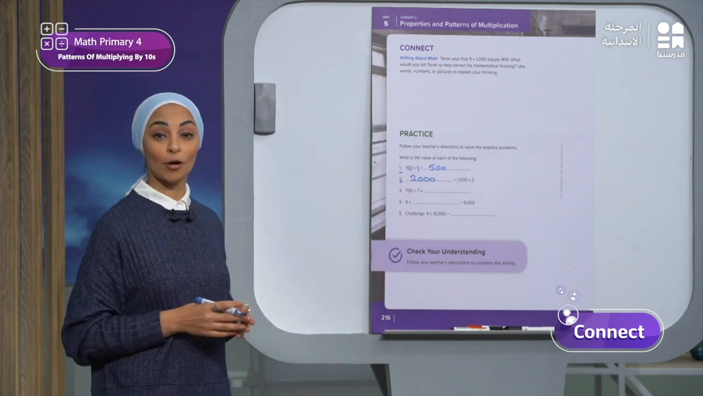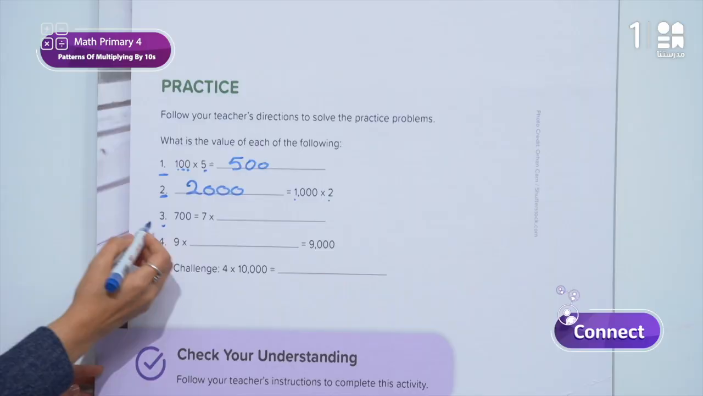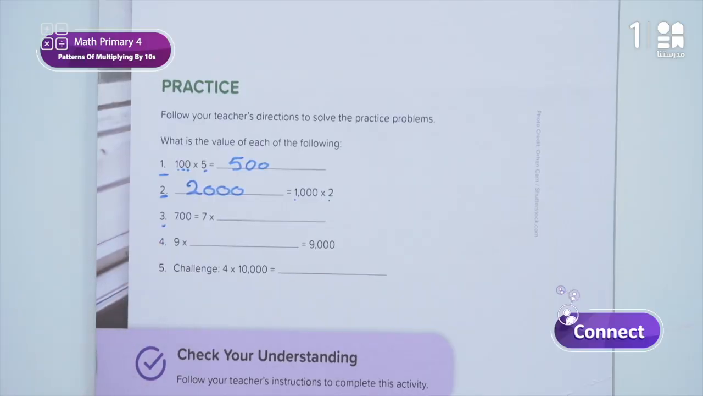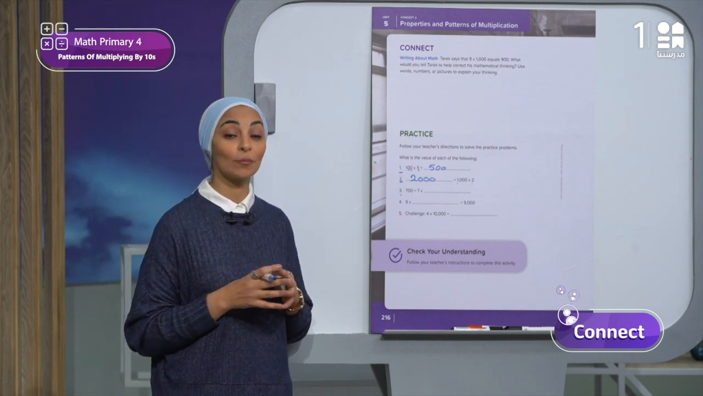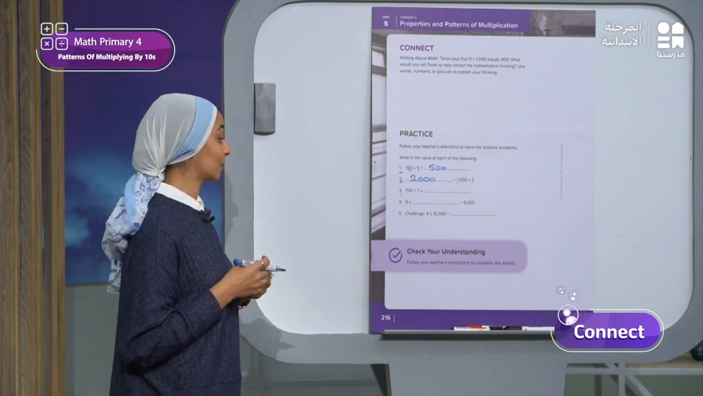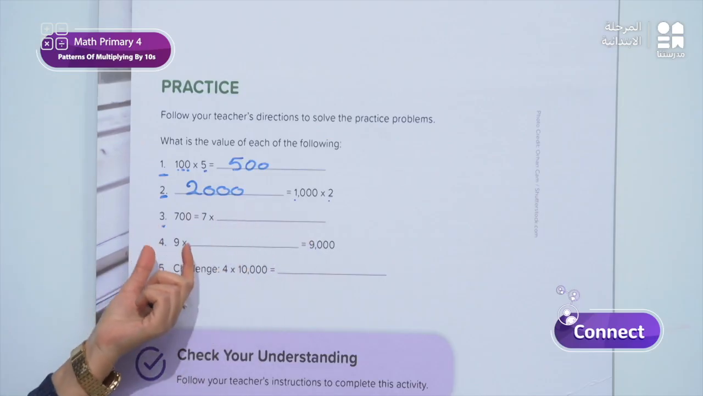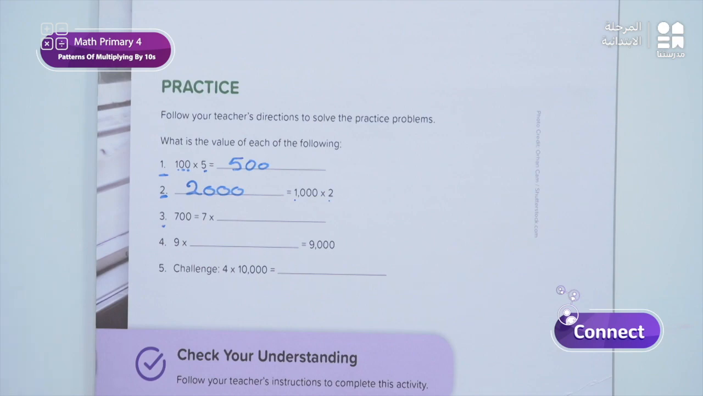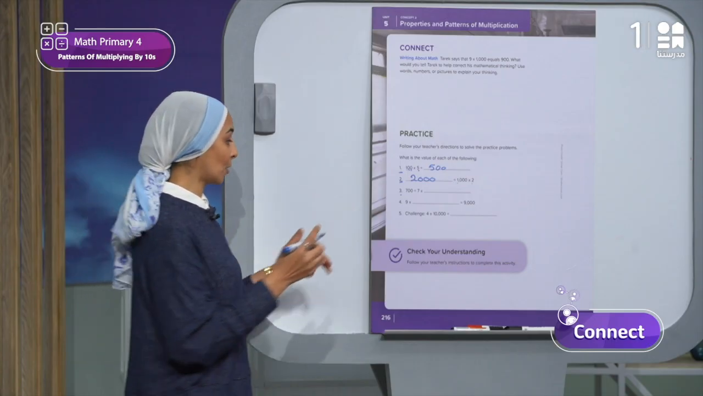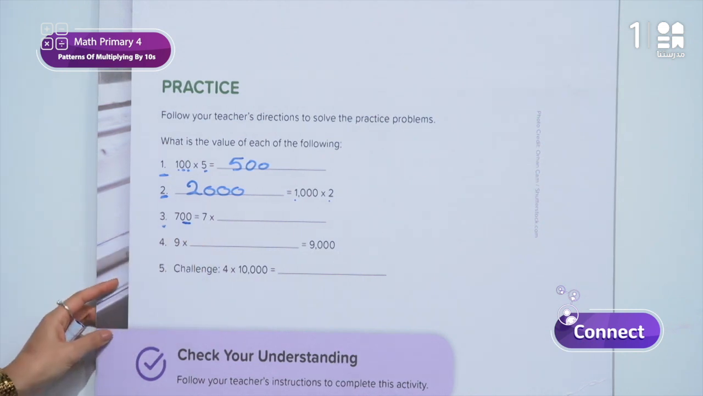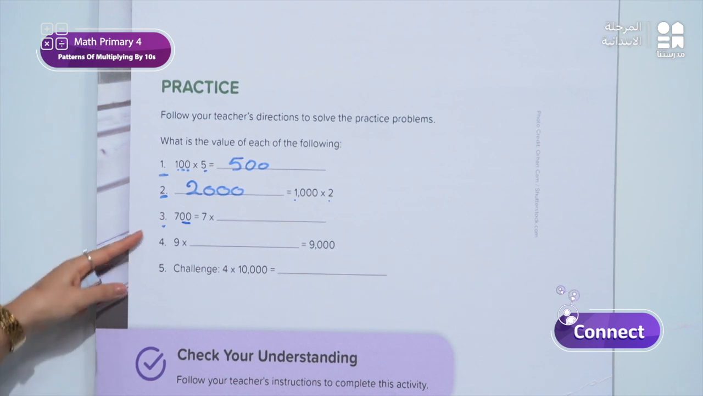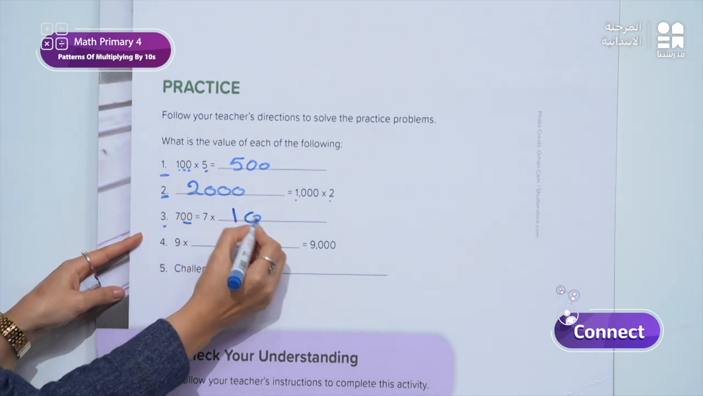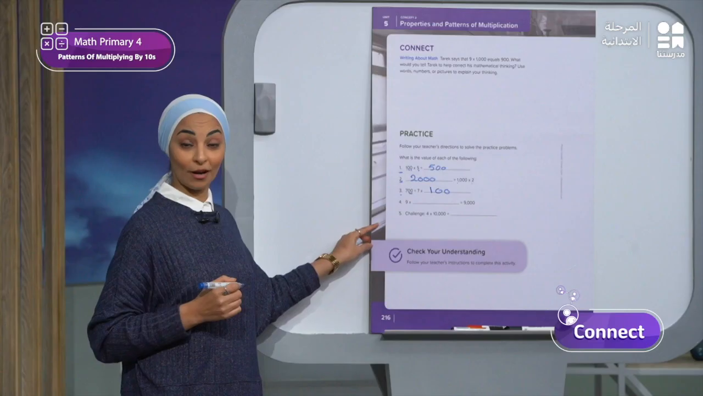Let's move now to problem number 3. Here in problem number 3, we will apply what we have understood. What number do we multiply by 7 to get 700? I ask myself, 7 times what gives me 700? Here I have 2 zeros in the number, right? So what should I do? Yes, this means I will multiply by 100. 100 is 1 and beside it 2 zeros. So 7 times 100 gives me 700, right?